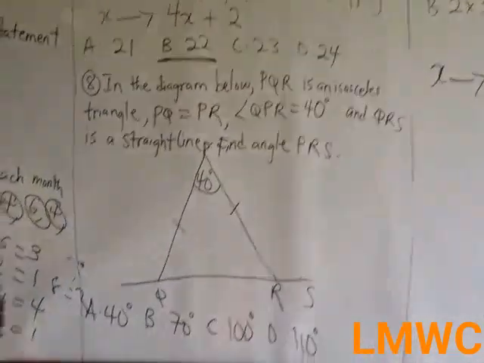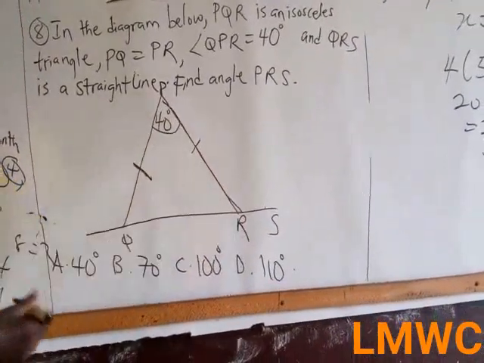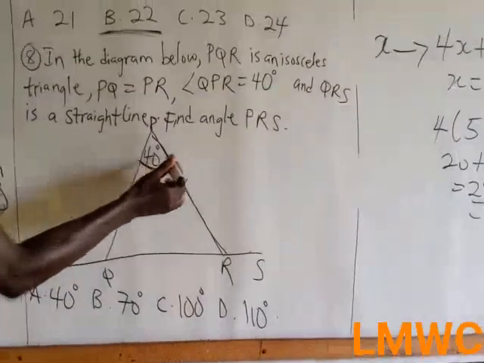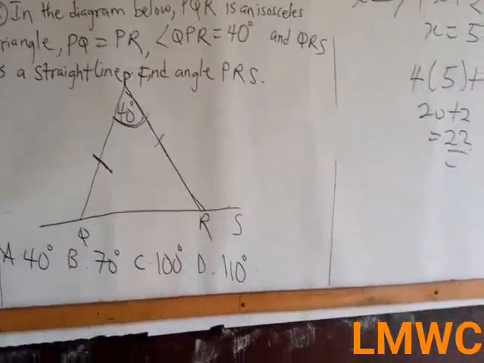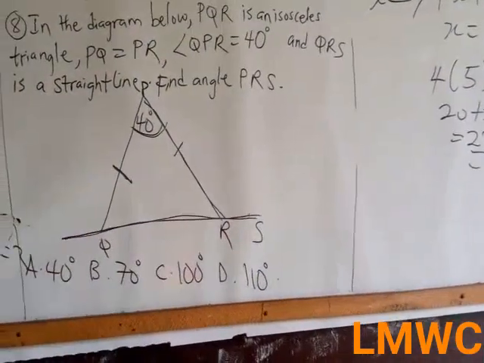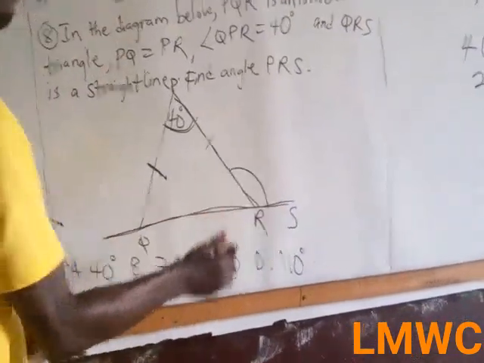PQ is equal to PR. This line is equal to this line. Angle QPR is equal to 40 degrees. And QRS is a straight line. This is the straight line. Find angle PRS. We want this angle.